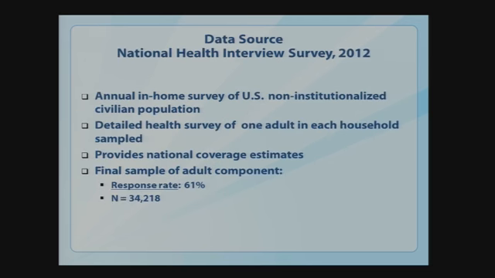The NHIS is an annual in-home survey of the health and health status of non-institutionalized civilians in the United States, conducted in the homes of those individuals. It's done annually. Questions about receipt of adult vaccinations is asked of a randomly selected adult in each family of each household. Weighted data were used to provide national coverage estimates. The final response rate was 61% for the 2012 NHIS. The sample size was just over 34,000.